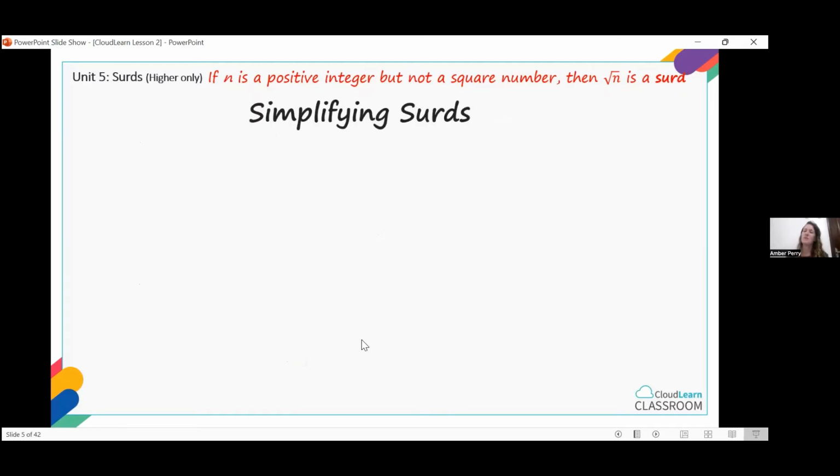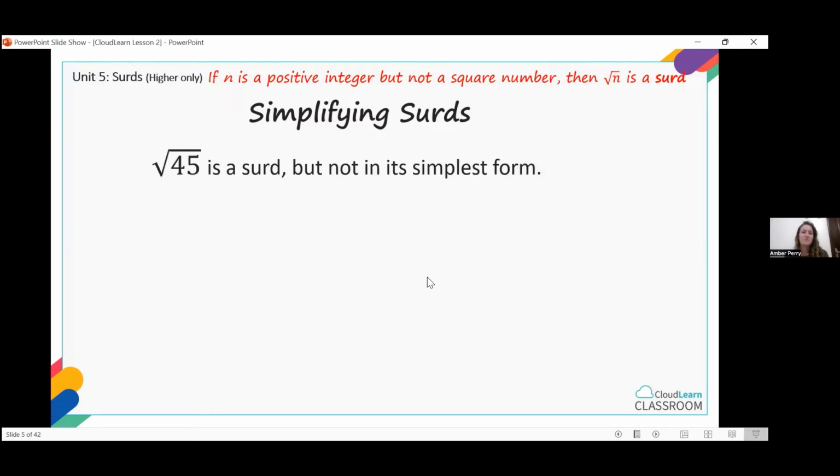Okay, so one of the things that you would have to do on a non-calculator paper at GCSE level is simplify a surd, okay? Your calculator will actually do this for you. So you can do this on your calculator, no problem. But if you are on a non-calculator paper, you have to be able to do this yourself. So this is something I want to spend a bit of time talking about.